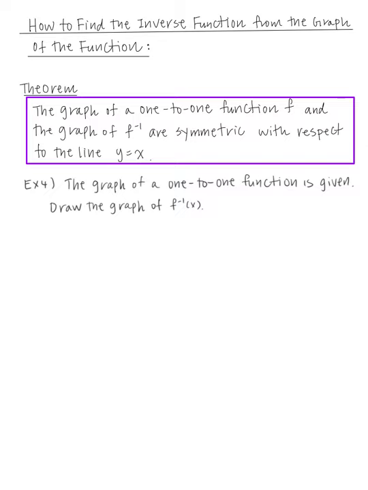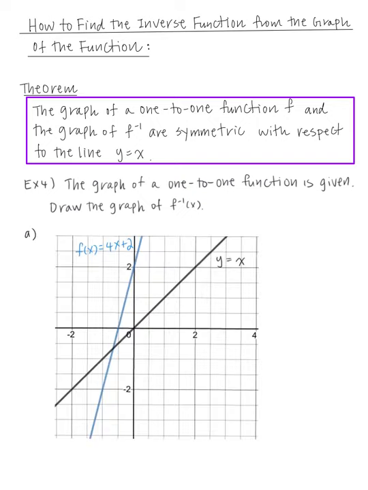Let's do some examples. So example 4, the graph of a one-to-one function is given. Draw the graph of f inverse of x. Let's take a look at this. Our f of x is 4x plus 2, and the black line is y equals x. Now, this is the same exact problem that we did in example 3a, and we were able to come up with our inverse function. So our inverse function, f inverse of x, was x minus 2 all over 4.